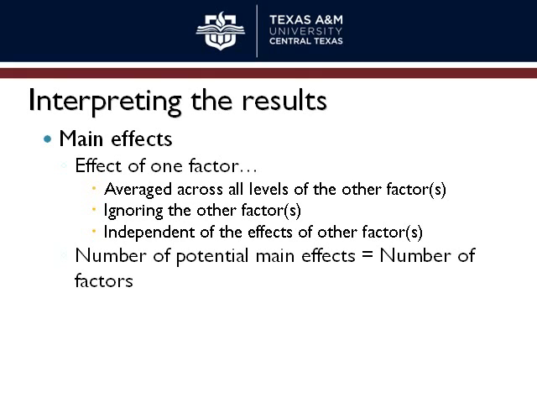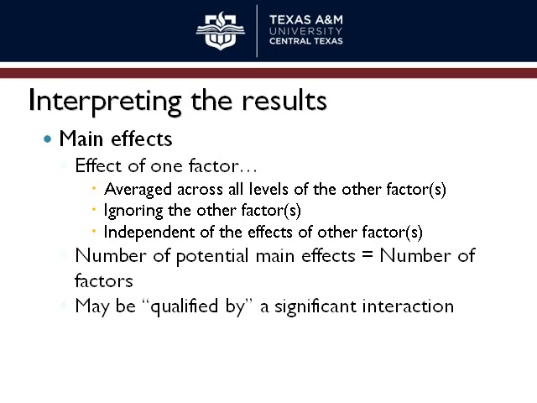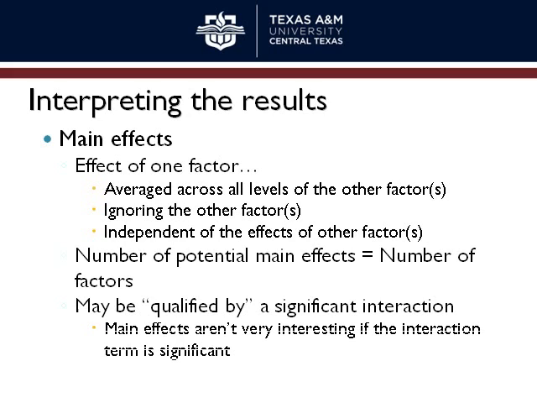So if you have a two-factor study, you could have one significant main effect, two significant main effects, or none. Interesting thing is, though, no matter how many main effects you have that are significant, if you have any that are significant, they may be qualified by a significant interaction. And what this means is that the main effects aren't very interesting if the interaction term is significant. And we'll talk more about exactly what that means in just a sec.